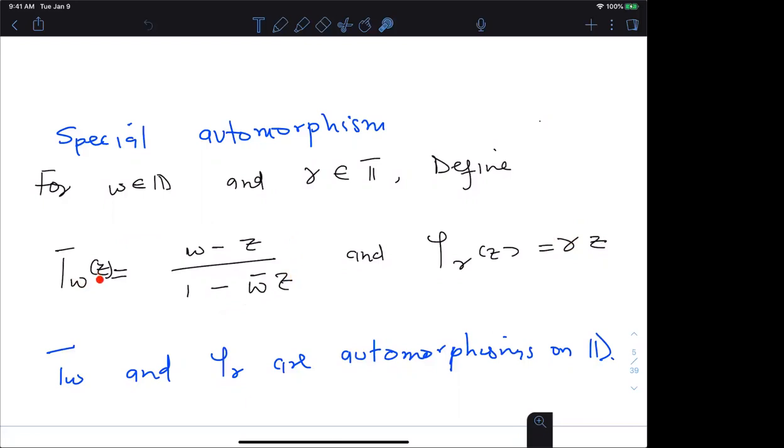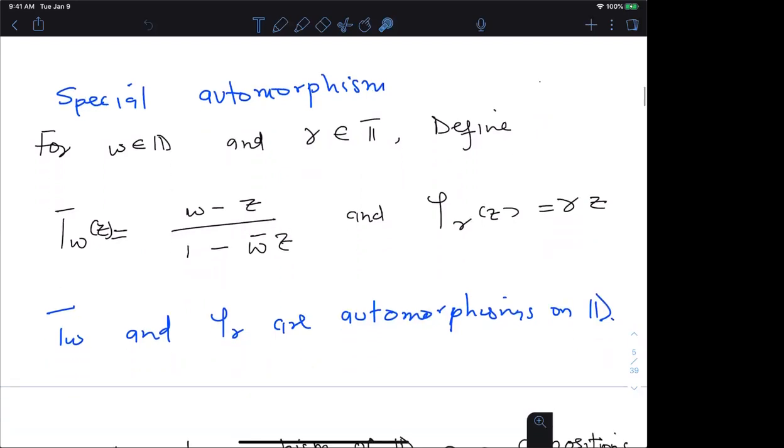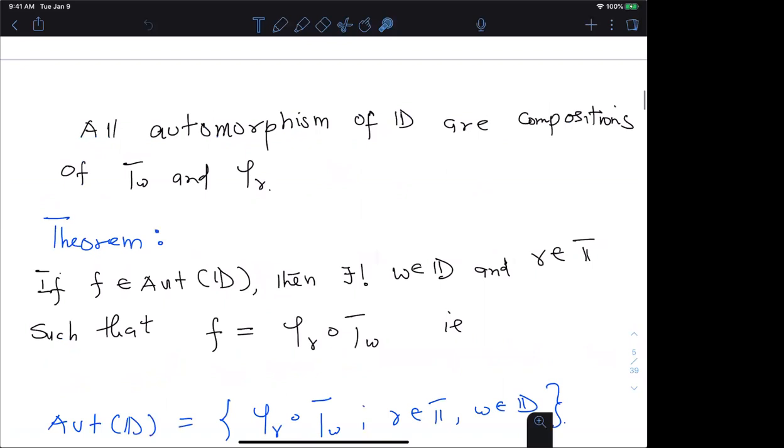This one might require a little bit of work, but it's not so hard to show that for any z on the unit circle, the modulus is 1, and for any z in the unit disk, by the maximum modulus principle, the modulus of this is always less than 1, and so it is an automorphism on the disk as well. And they are very special to us because it turns out all other automorphisms on the disk can be written as a composition of those two special automorphisms.